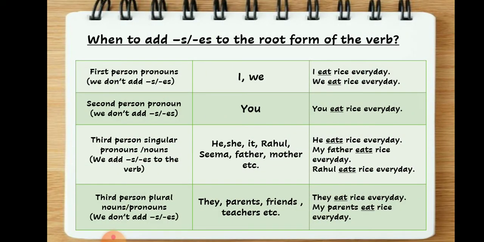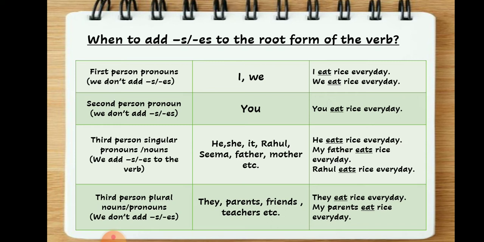Now, you need to know when to add s or es to the root form of the verb. With first person pronouns, we do not add s or es. See the examples. I eat rice every day. We eat rice every day. I and we are first person pronouns. I have not added s or es to the verb.